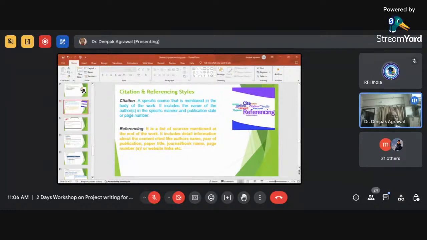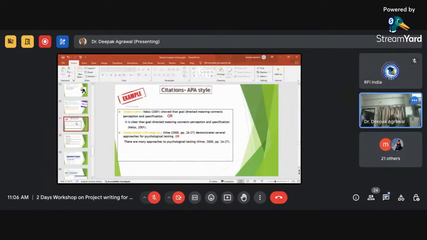So there are various sources to provide the citations and the referencing. This is just a guideline for you. Please go to the appropriate websites to get the complete information. Usually in commerce, management, and humanities, APA is the most recommended. So one or two examples are in front of you on your screen.